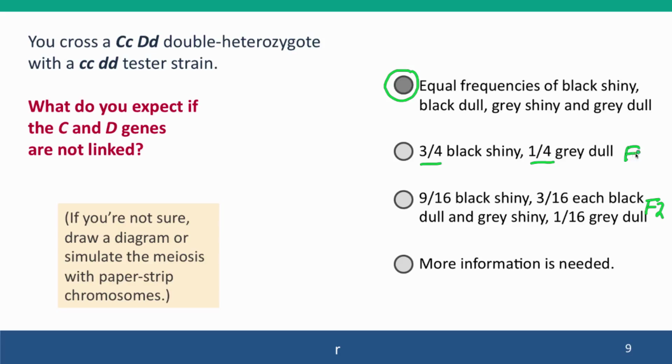These are both F2s with one gene and two genes respectively. This is not an F2 population. This is a test cross. And so we're looking at the frequencies of the gametes, and the gametes will be present in equal frequencies if the genes are not linked.